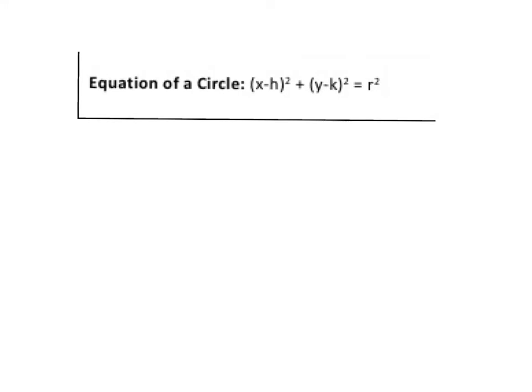The equation of a circle will be given to you. It's on our SOL formula sheet, and it's x minus h squared plus the quantity y minus k squared is equal to r squared. The center of this circle is at the point h comma k. That point is the center.